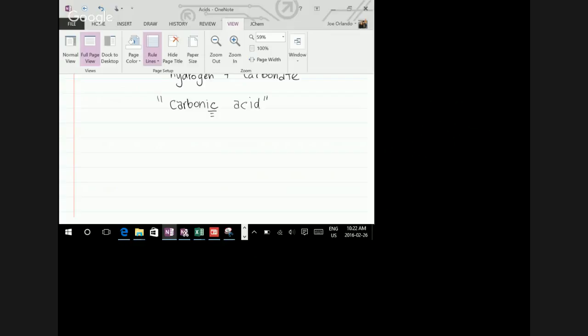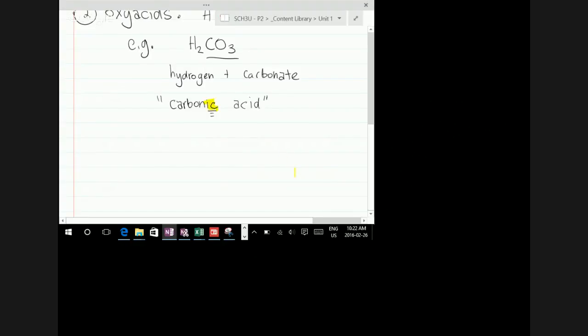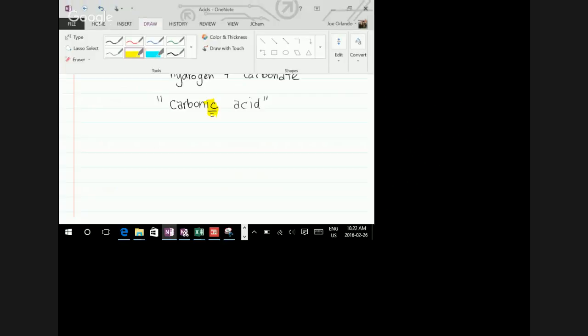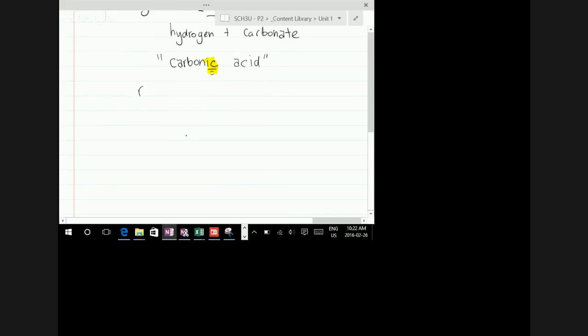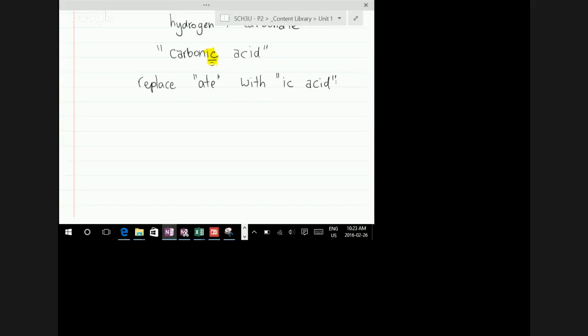Maybe I'll even highlight that ic, because it gives us the first rule. All we do to name these is replace ate with ic acid. And note what it is not. It is not hydrocarbonic acid. It is not hydrogen carbonic acid. Does hydrogen appear anywhere in that name? No. The acid tells us that it's with hydrogen, okay? So we do not call this hydrocarbonic acid. It's just carbonic acid.